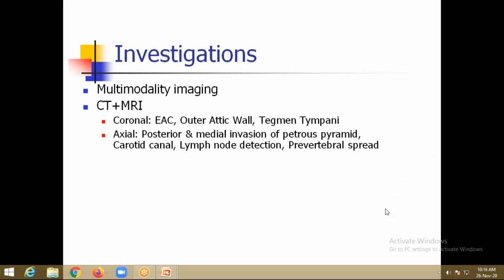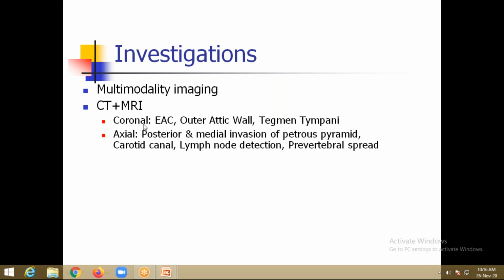So it's a multimodality imaging. You have to do a CT and also MRI, as most of the soft tissues are involved. So you have facial nerves and other cranial nerves involved. So MRI is also required, and CT to know the bony invasion.